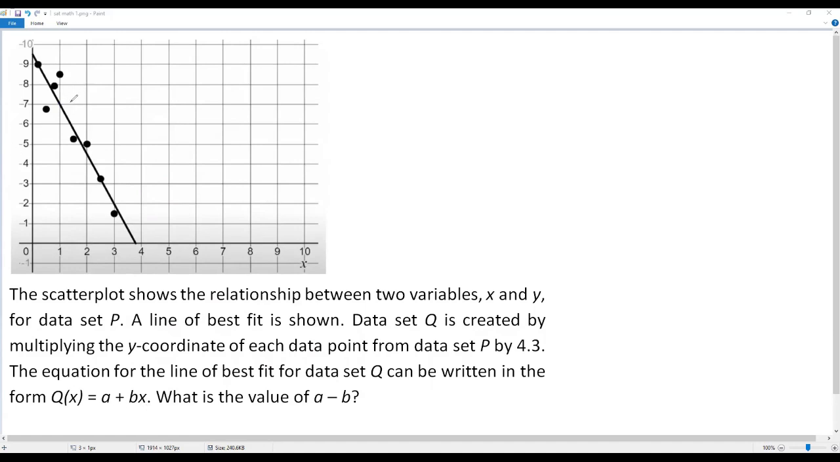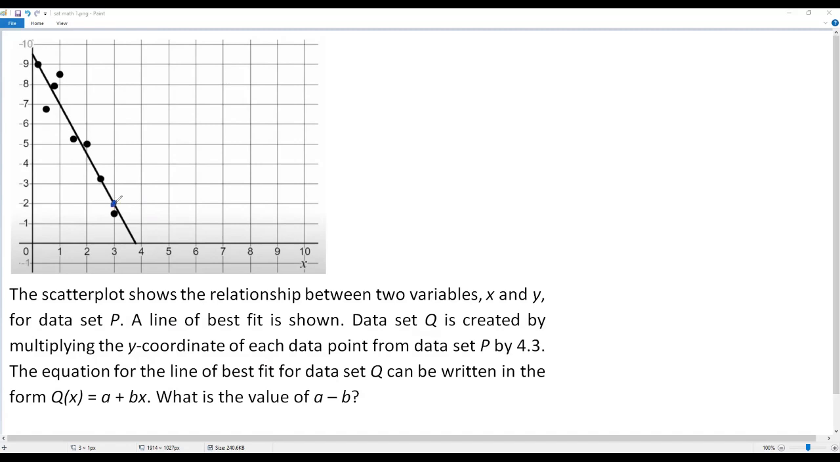Okay, in the given graph, I have the scatter plot and line of best fit for data set P. And if I want to get data set Q, at each point of data set P, I have to multiply the y coordinate by 4.3. From the line of best fit for data set P, let me choose 2 points. We have to choose 2 points so that both the x and y coordinates are integers, so that the calculation process will be easier.